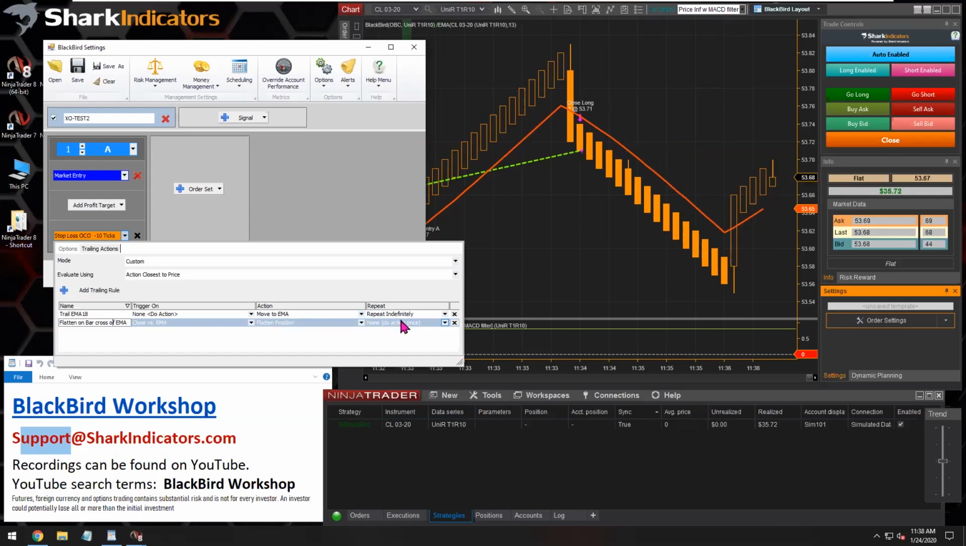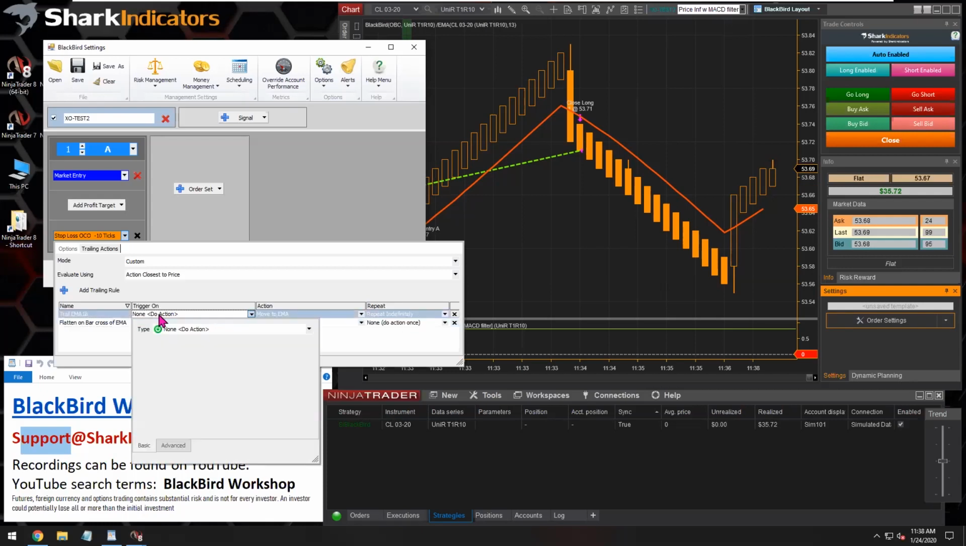Okay, so David's saying, what if we wanted the trailing to wait until we have 10 ticks of profit? All right, yeah. So if you want to build some kind of a delay into the trailing, and in this case David wants to wait for 10 ticks of profit, then let's do that here.